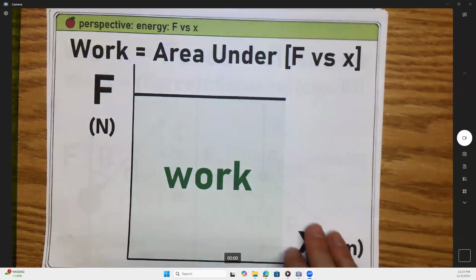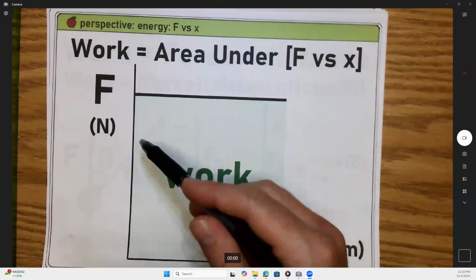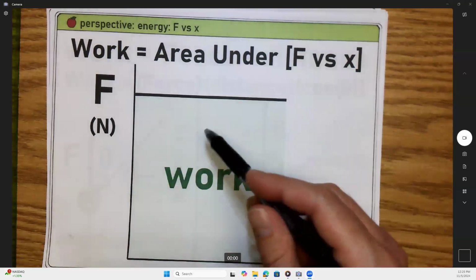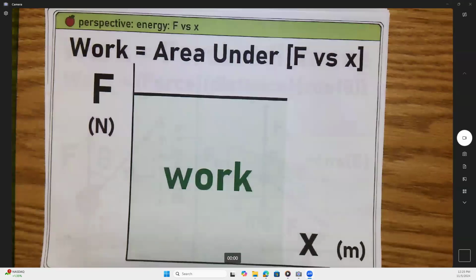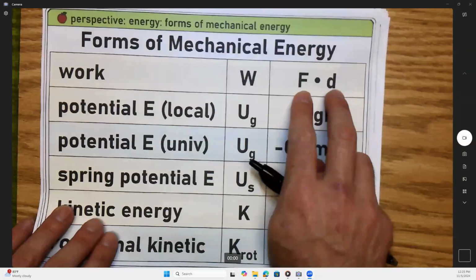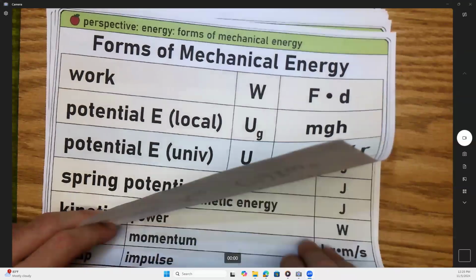What if you have, okay, so you guys okay with that? What if the force is not constant? What if it's like any other crazy shape? Would the area under the curve still represent how much energy was transferred? Yeah, right. So in general, you can call it force times distance. Notice it's a dot product. The dot just means it's all in the same direction.